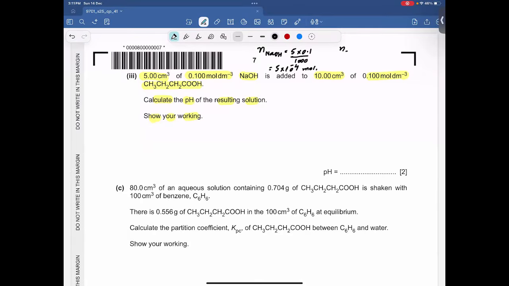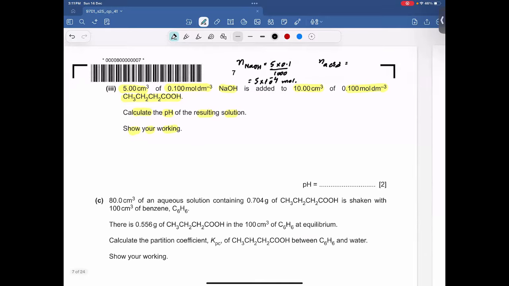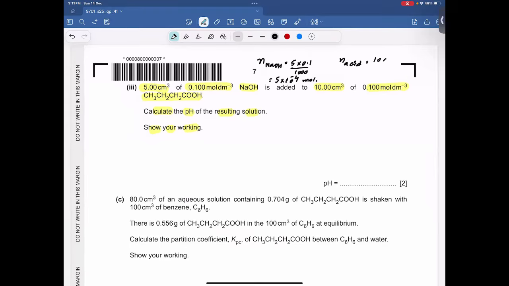Let me get the moles of acid. I know the volume. I know the concentration. So 10 into 0.1 divided by 1000. 1 into 10 to the power minus 3 moles.